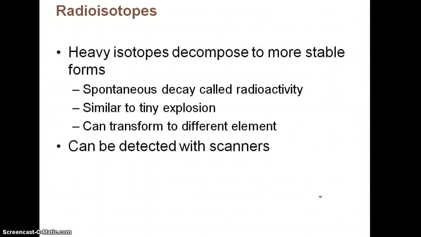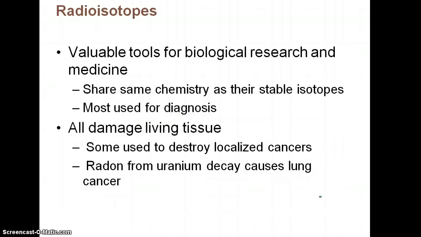Radioisotopes. So we actually use isotopes in science because we can detect them with scanners. Heavy isotopes decompose to more stable forms. Whenever they spontaneously decay, it's called radioactivity. And it is similar to a tiny explosion, and it can transform whatever the original element was into a different element. So we can detect these with scanners. So you do use radioisotopes in biological research and in medicine. These radioisotopes share the same chemistry as their stable isotopes. Most of the time they're used for diagnosis.